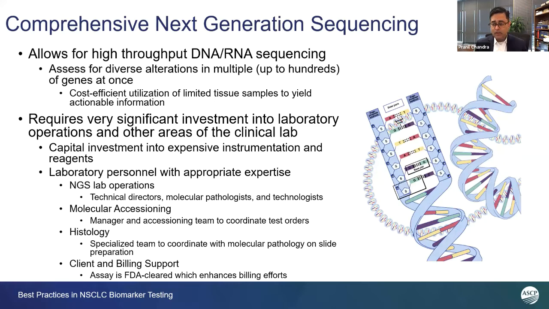And so we have expanded our personnel to include personnel within NGS lab operations, and so this includes technical directors, molecular pathologists, as well as molecularly trained technologists, molecular accessioning managers. We actually have a molecular accessioning team whose goal is to coordinate test orders with the pathology team as well as with AP lab managers. And then obviously histology needs to look at their staff and make sure that they have a specialized team to coordinate with molecular pathology on slide preparation.